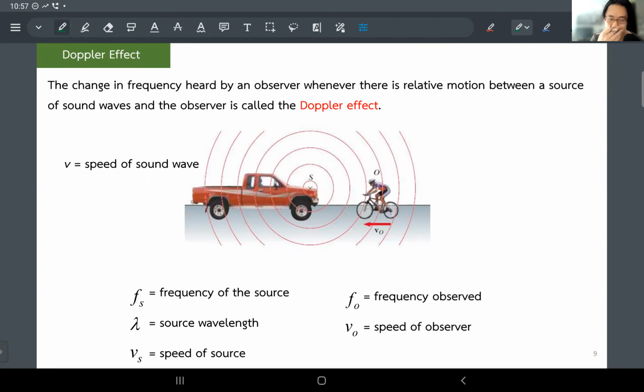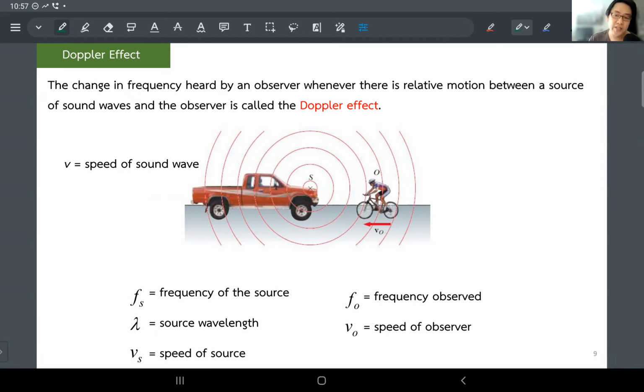So what you're getting over here is that when the source is coming towards you, the sound is getting higher in pitch, right? The frequency is going up. And when it's going away from you, it goes lower, or like when you hear F1, Formula One, something like that. All right.